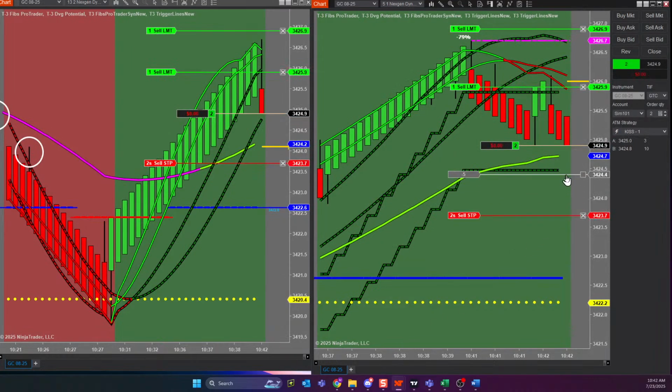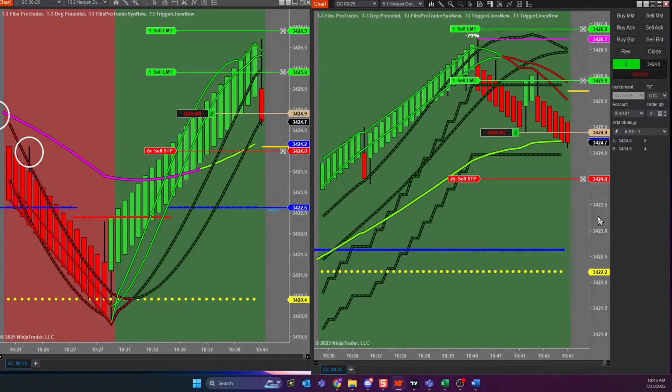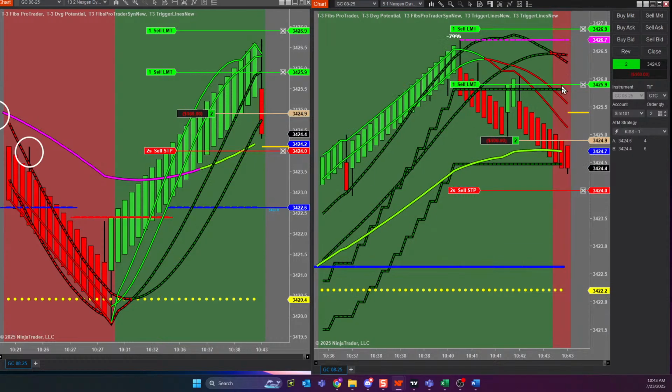There's our entry. 1, 2, 3, 4, 5 ticks below triggers. If I get a reversal bar, then I will put my stop 2 ticks below it. If I hit my first target, I'll go break even. If they stop me out, I'm out of the trade. Any questions?